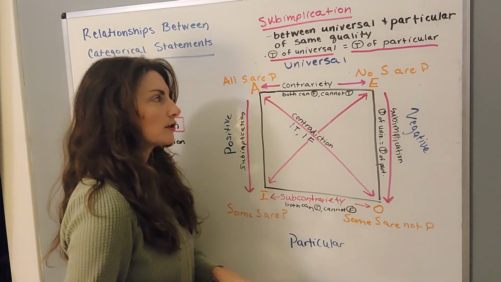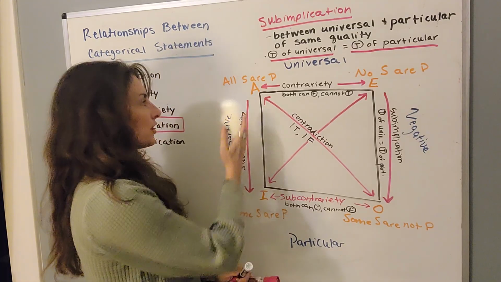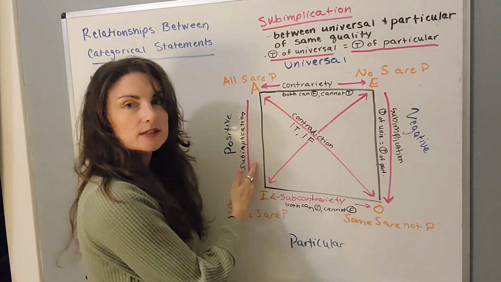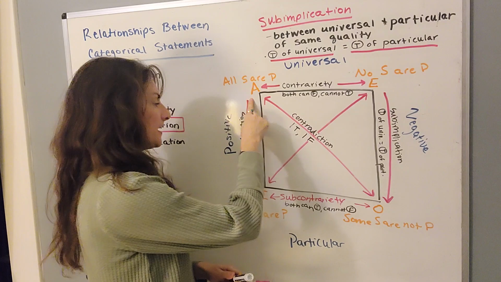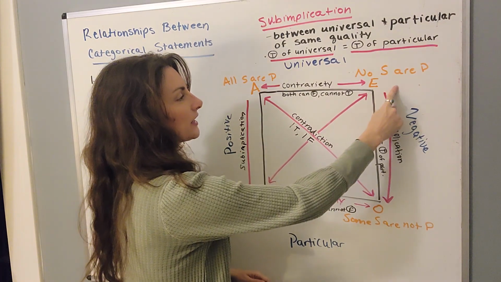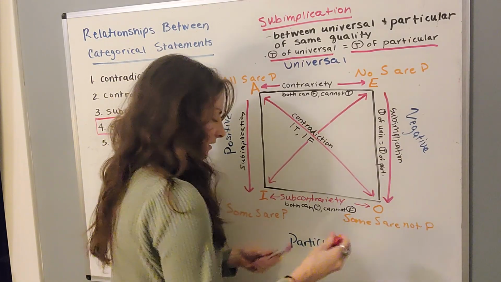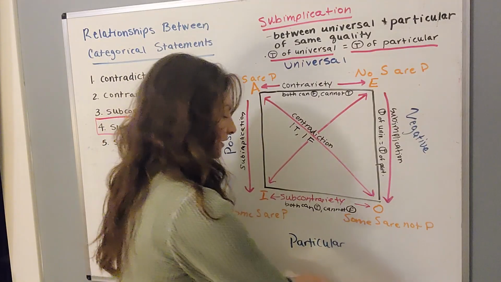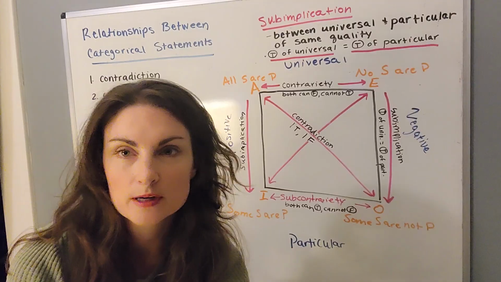Now, if you notice too, it is always on its own side of quality. So the positives have to stay together and the negatives have to stay together. So the truth of A implies the truth of I. The truth of E implies the truth of O. Okay, so let's look at how this is so. Let's look at an example here. Let me get my book.